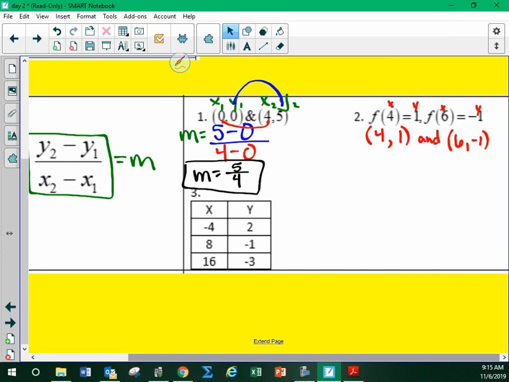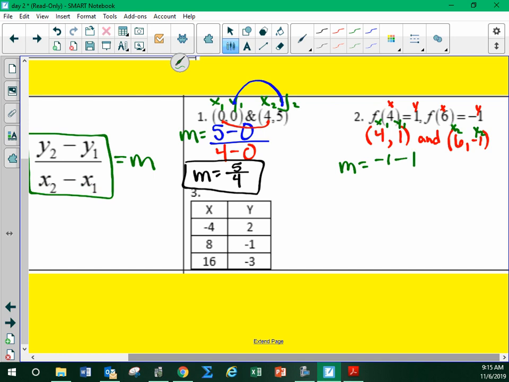Okay, so same idea. We have to do y2 minus y1, and then x2 minus x1. So my slope equation, m equals. I'll go and label these while we're still getting used to it. x1, y1, x2, y2. Remember, it goes xy, xy. Okay, so I do y2 minus y1. So negative 1 minus 1.